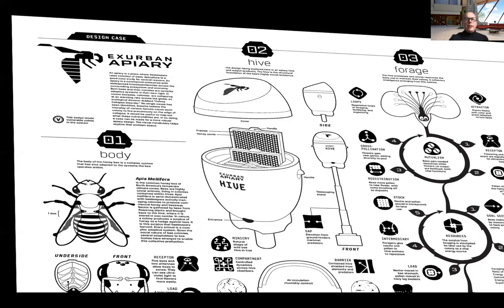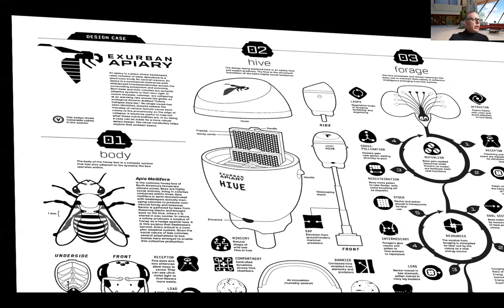So it's a design case, which means that there is a solution here that we're trying to put forward and showing how it relates to a bigger system. But we're also seeing how the system works at different levels of analysis. So each panel in this shows a different level of analysis. So the body of the bee, then there's the hive, then there's the foraging process, and so forth.